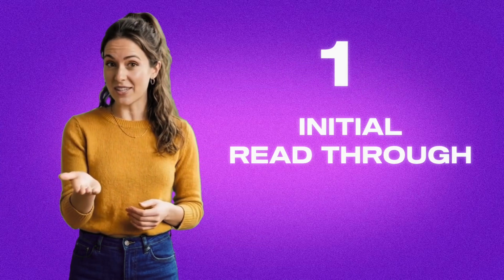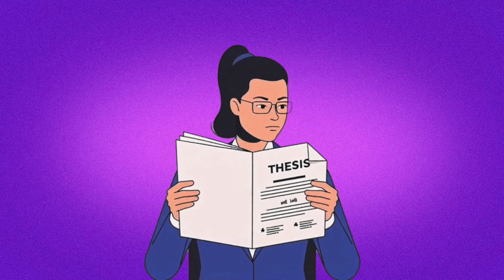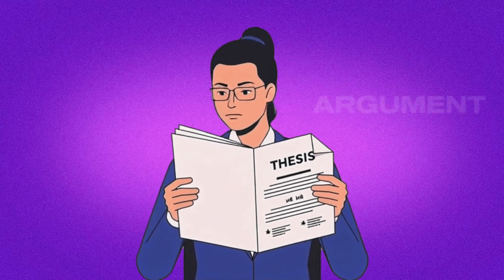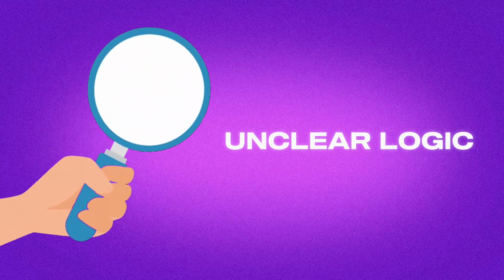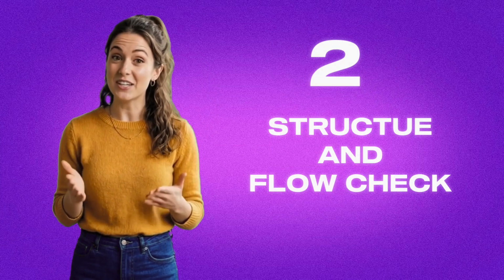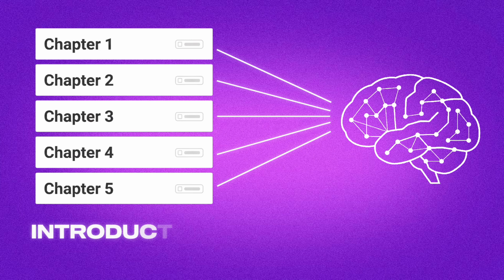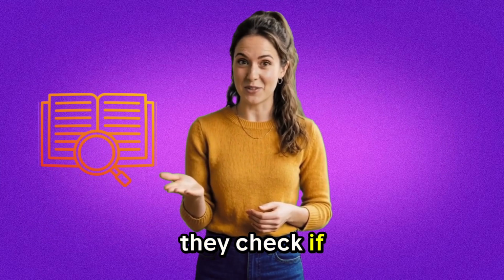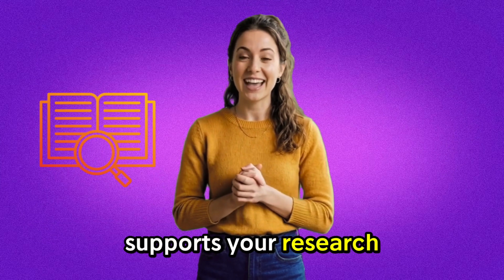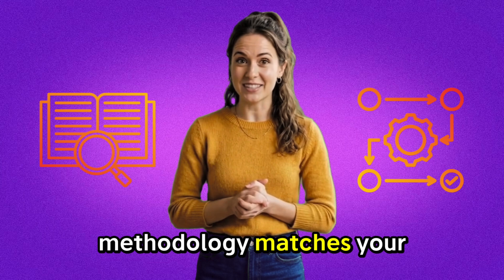Step 1. Initial read-through. The editor first reads your entire thesis to understand your topic, argument, and structure. This helps identify weak areas, unclear logic, and sections that don't align with your research objectives. Step 2. Structure and flow check. They evaluate whether your chapters connect logically from introduction to conclusion. They check if your literature review supports your research gap, and whether your methodology matches your objectives.